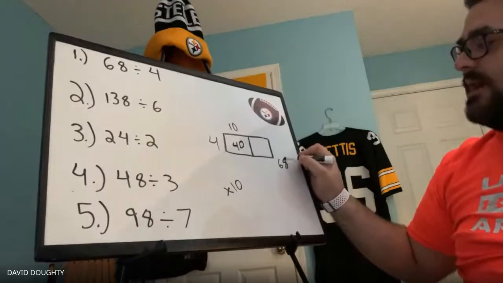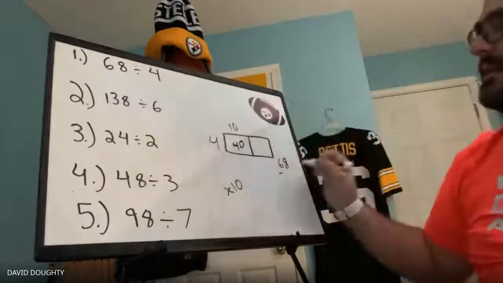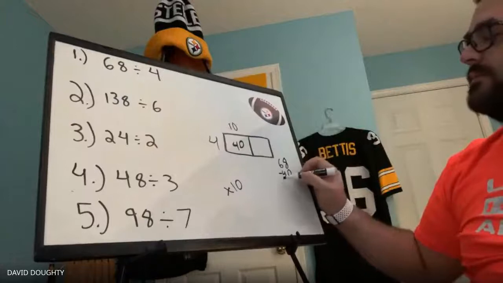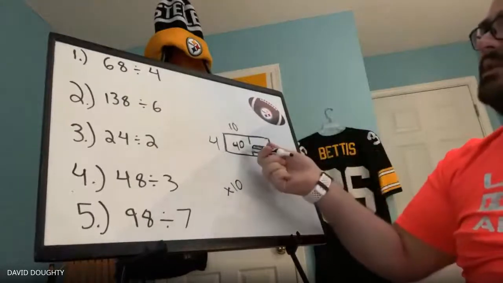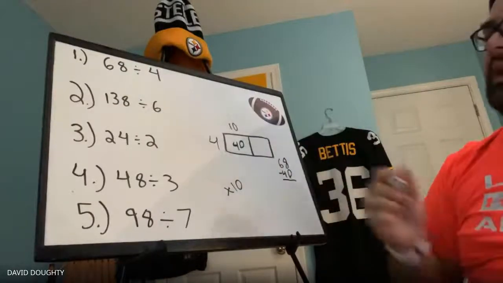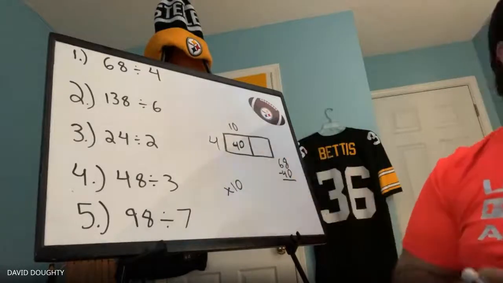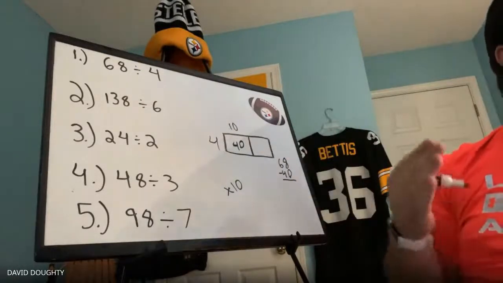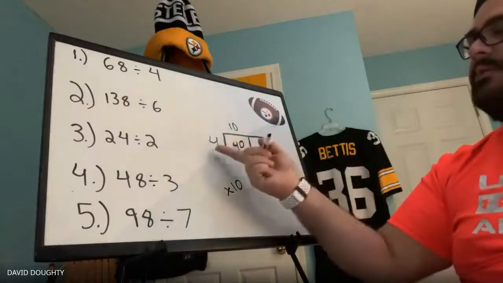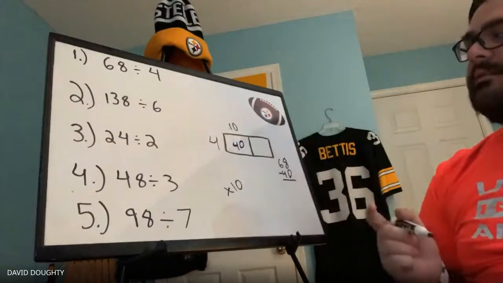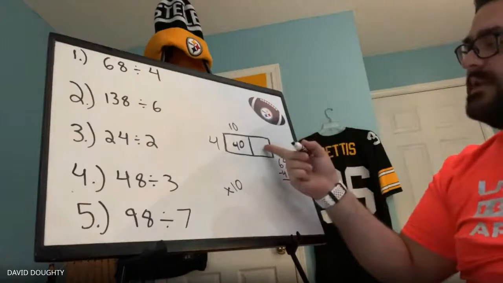This is where the subtraction comes in. I need to take that 68 and I need to subtract 40. Why am I subtracting 40? Because I've already used 40. Okay? I know that 4 can go into 40. You can do anything that you want. You can do 12 if you want to, because 4 can go into 12. But I like to use a big, solid number. I know that 4 can go into 40 10 times. So I need to figure out what this number is going to be.